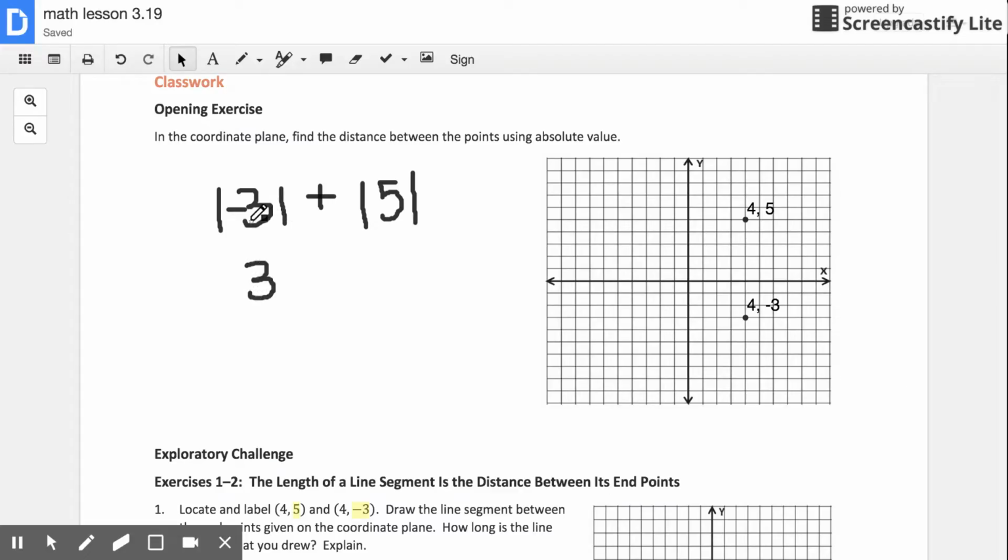It was 3 spaces from here to 0. And the number of spaces from 0 to 5 was 5. So we're combining how many spaces to 0 and how many spaces from 0 to give ourselves a distance of 8 units. And we need to write out units. I'm writing U. So that's the opening exercise. We're going to be using this coordinate plane in the next section.